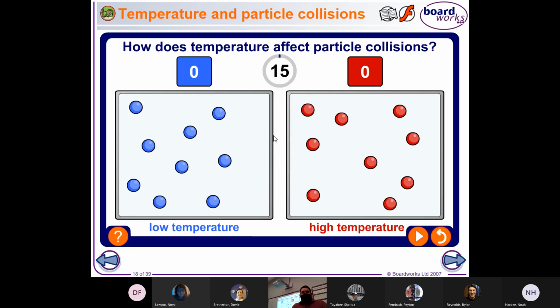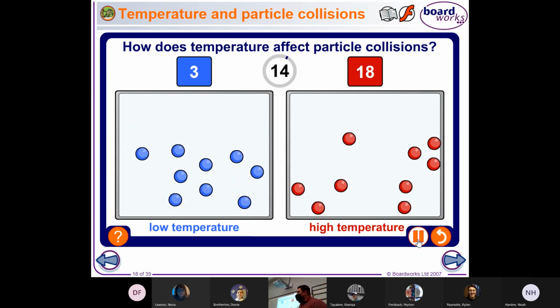So here we have the same number of particles. Same number. We got low temperature, we got high temperature. We're going to let them go for 15 seconds. What do you think is going to happen with the number of collisions? Who's going to have a higher number? The cold stuff or the hot stuff?